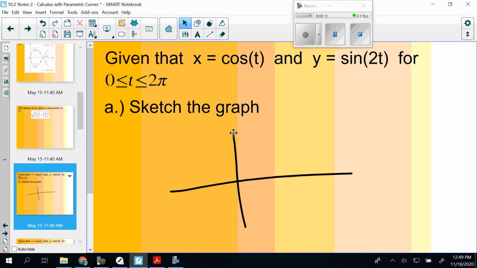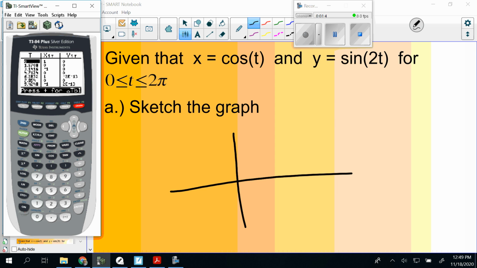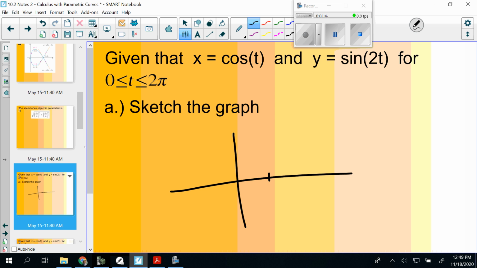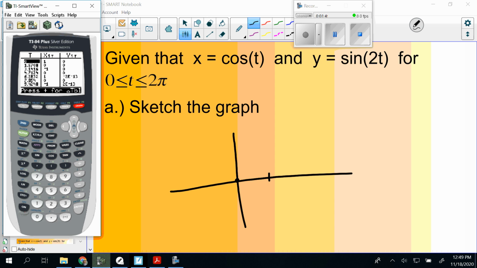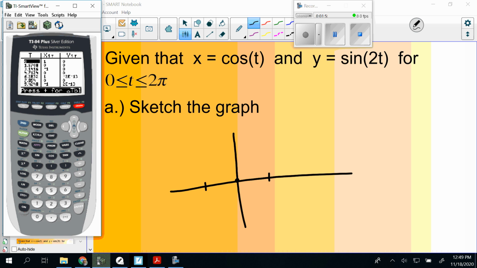If you want to get some points, you can go to your table settings. Let's do it from 0, and we'll have our change in table be pi over 2 here. So if you go to the table, there's some points there. It looks like the points are (1, 0), (0, 0), (negative 1, 0), then (0, 0) again, and (1, 0). Looks like we're kind of going back and forth there.